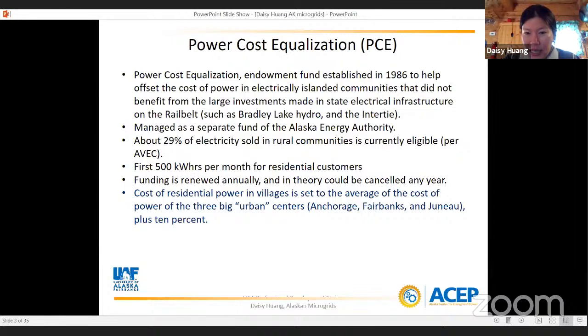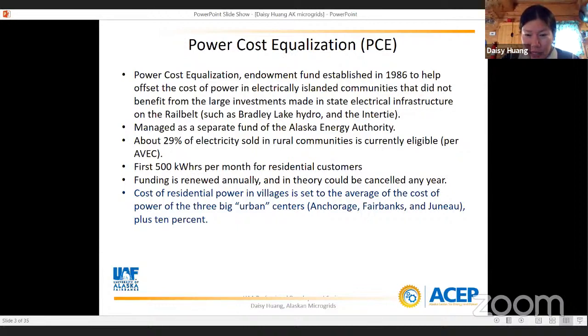The idea is that Fairbanks to Anchorage and down to Homer, we're all electrically connected, and so we benefit from each other's investments. The state actually put a lot of money into big hydro projects and into that intertie. That's why we in Fairbanks are able to purchase power from Anchorage's natural gas. But the rural communities are not connected to us, and so they didn't get to benefit from that, but they pay the same inputs into Alaska. In order to equalize that, this endowment fund was set up.